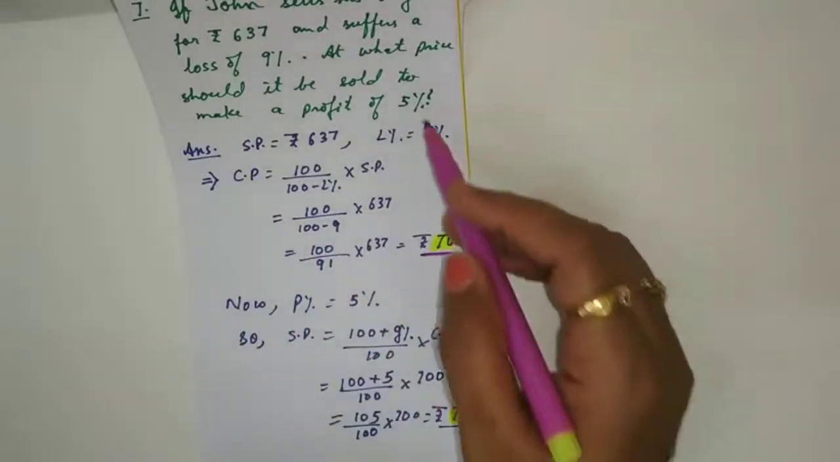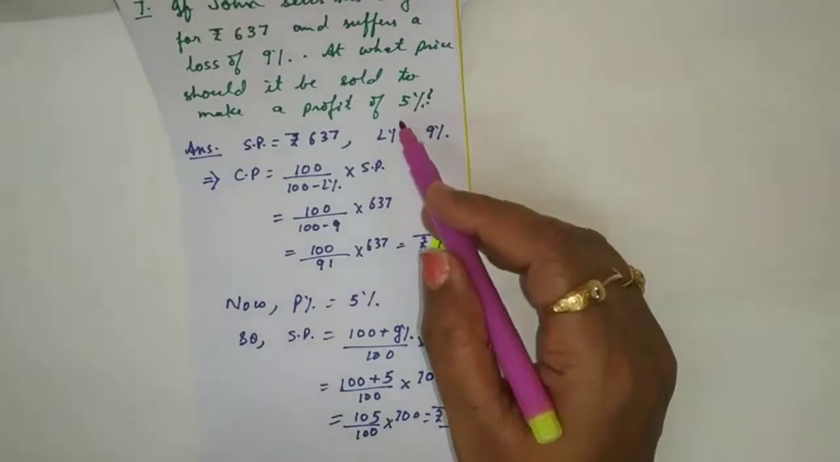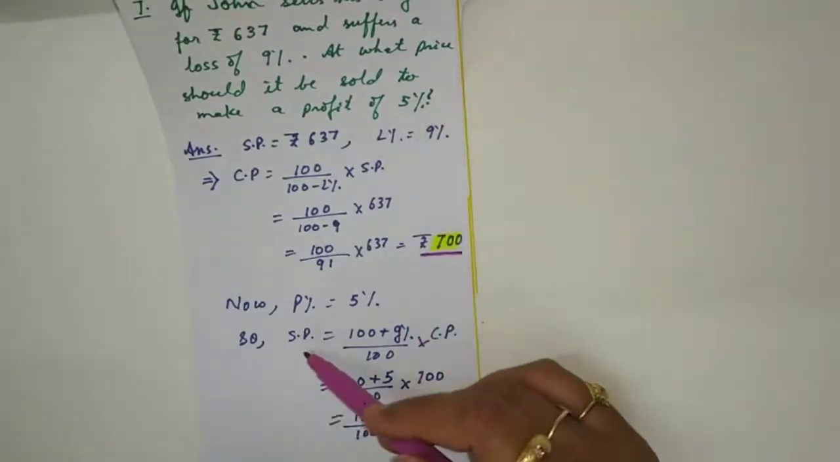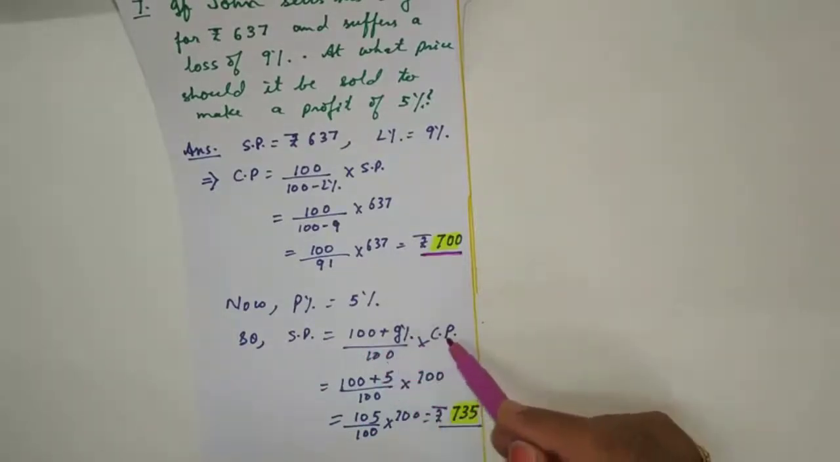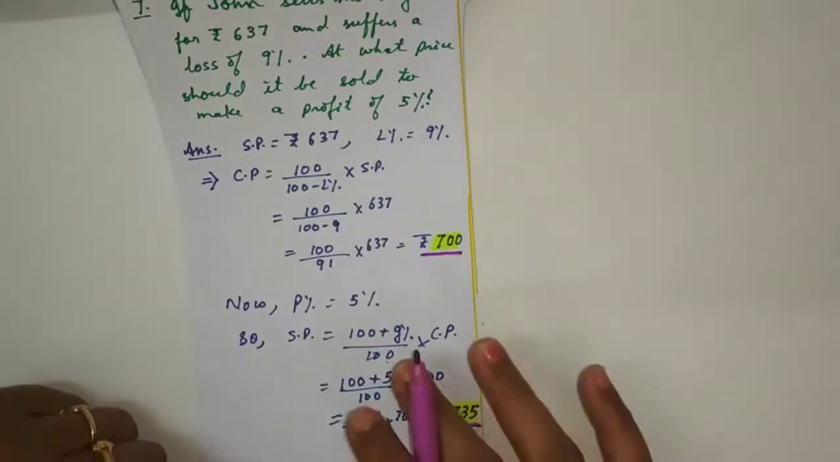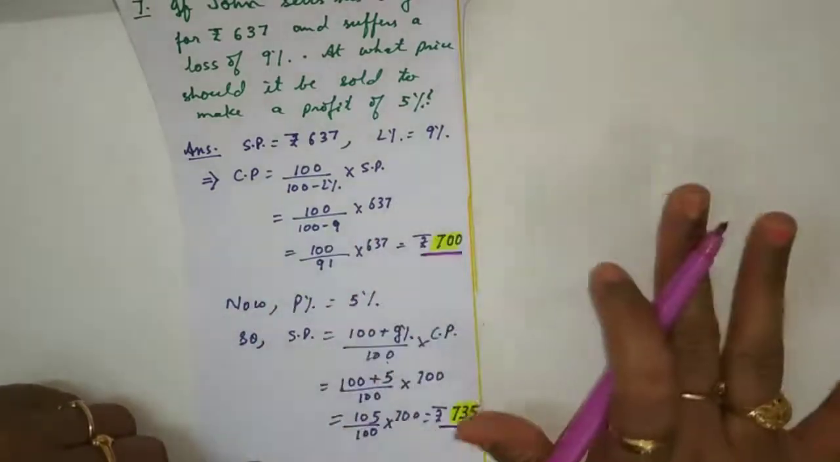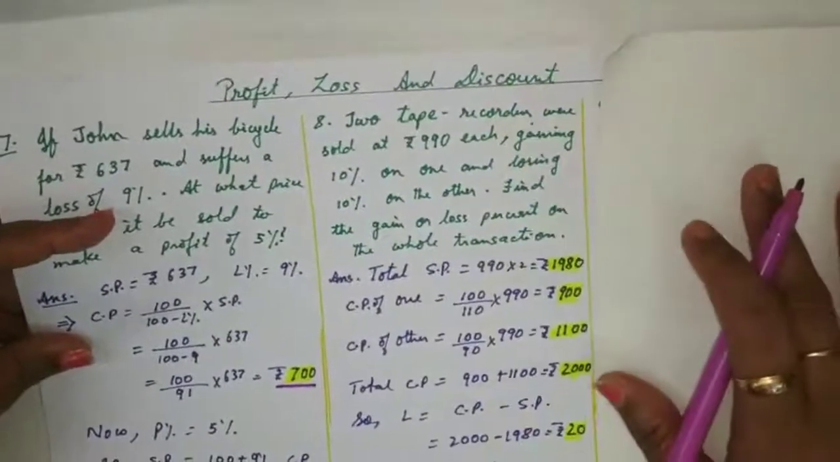Had he got a 5% profit, which is desired according to the question, his SP should have been, by the formula, 100 plus gain percent by 100 into CP. So 100 plus 5 by 100 into 700. Calculate, cancel, and you will get the answer as 735. I have not shown the calculation, but being a standard 8th child, you are smart enough to do that.